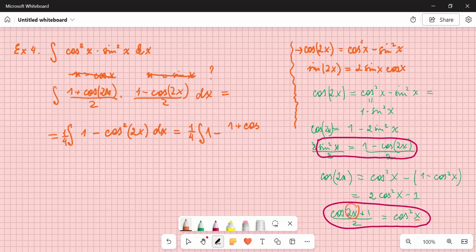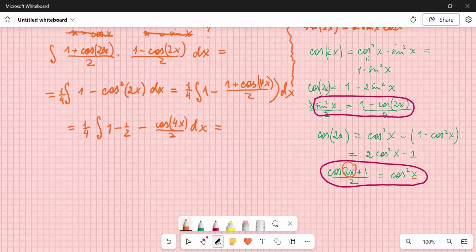If I double it, it's not x but 2x anymore. If I double it, I'm going to get 4x, and divide over 2 dx, don't forget. Now I can simplify it a little bit. 1 over 4, and I have 1. If I divide by these 2, it's going to be minus 1/2, and then minus cosine of 4x over 2 dx.